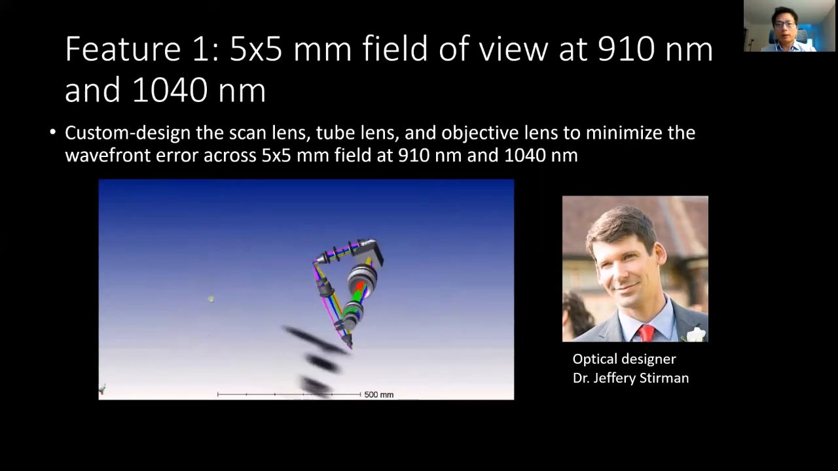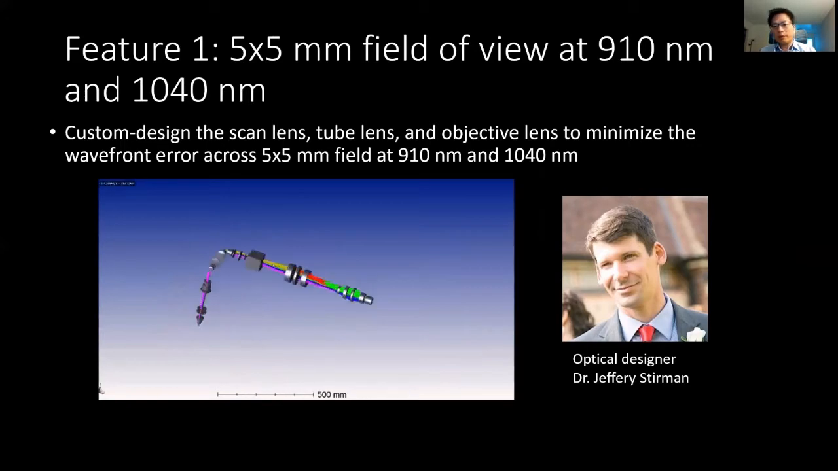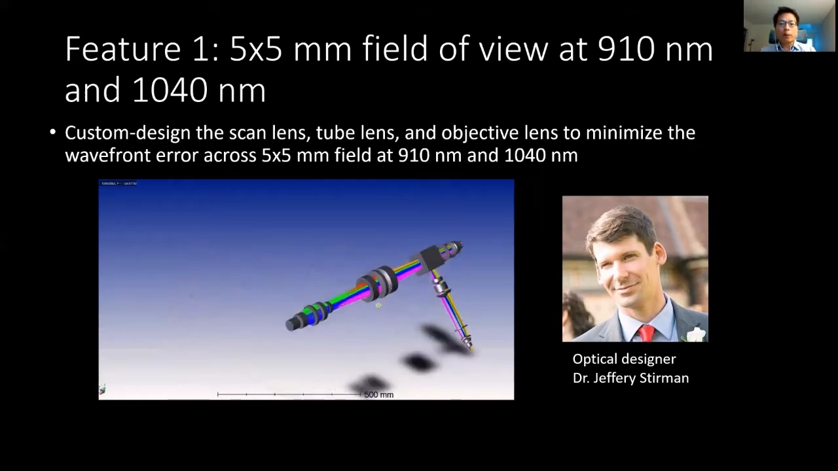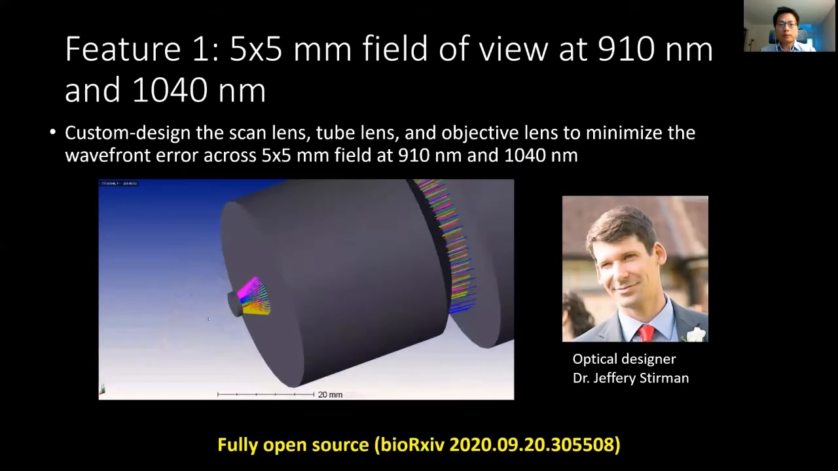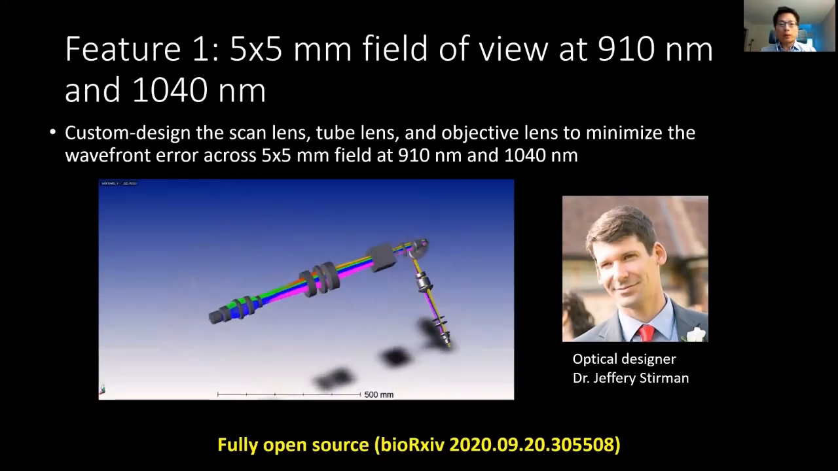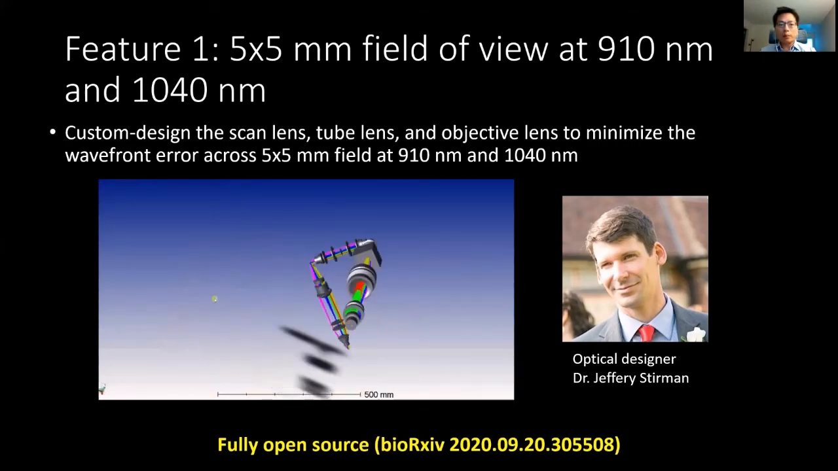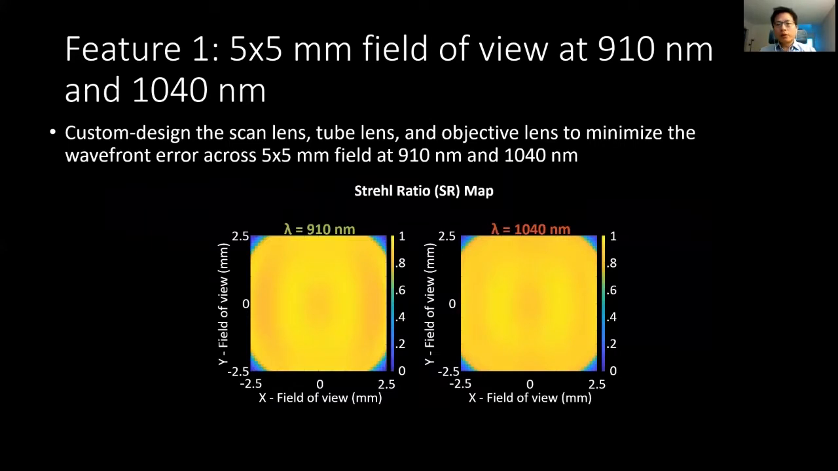The design rule is to minimize the wavefront errors of both the 910 nanometer and 1040 nanometer wavelengths at the focal plane across the entire field of view. The optical design of the Diesel2P system is fully open source, and you can find the full design results in our bioRxiv preprint. To evaluate the design results, we plotted two maps of Strehl ratio over the 5 by 5 millimeter areas at the 910 nanometer and 1040 nanometer wavelengths.